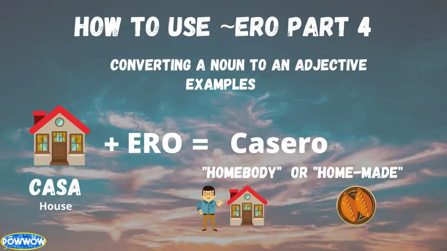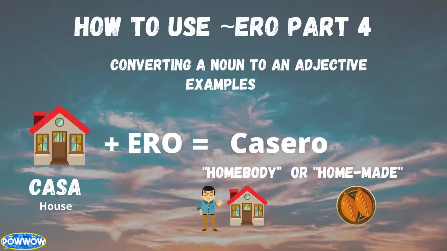Now, we know that casa means house, but when you combine it with ero, you get casero. And casero means homebody or homemade. Once again, it means homebody, someone who likes to be in the house a lot. And then it also means homemade, such as when you cook a dish and it's made from home or it's just from scratch, it's homemade. That's what this could mean.